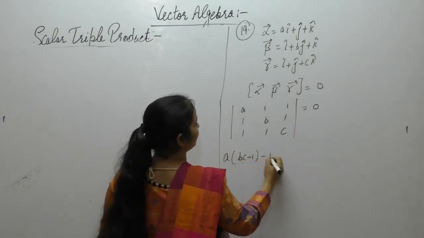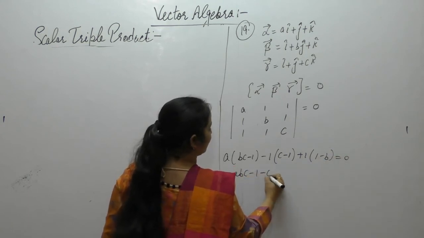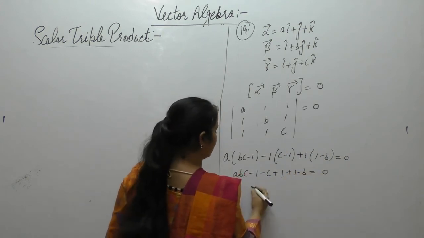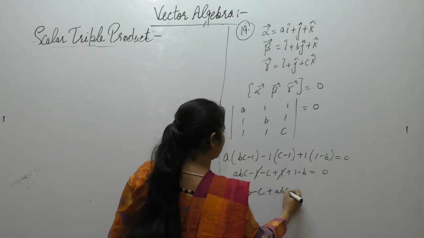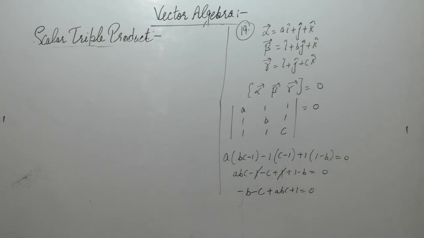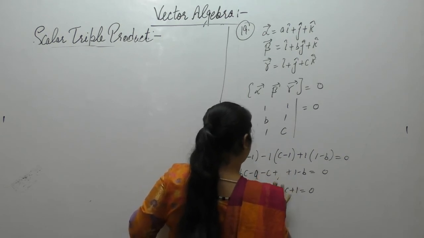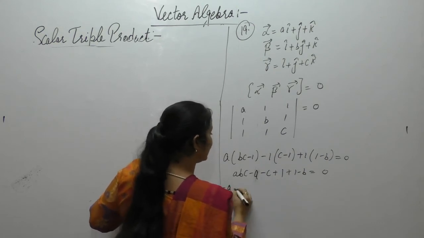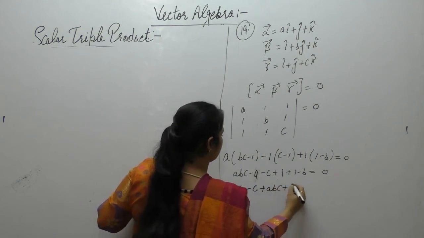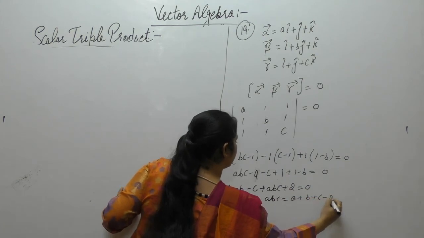A into BC minus 1 into C minus 1 plus 1 into 1 minus B. ABC minus A minus C plus 1 plus 1 minus B. So what we get? Minus 1 plus 1 is cancelled. So ABC minus A minus B minus C plus 2 is equal to 0. From here ABC is equal to A plus B plus C minus 2.